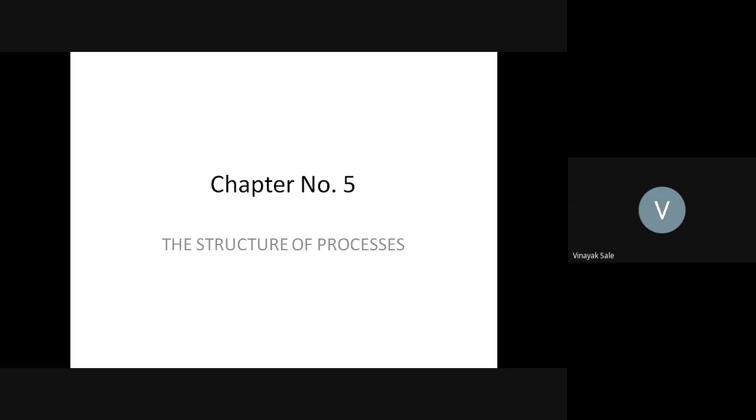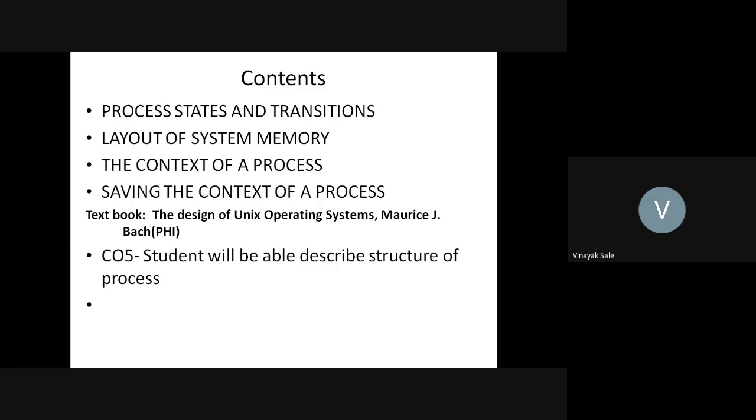Okay, now we move towards the next chapter, chapter 5, structure of process. What is the structure of this process? In this chapter, we are going to study process states and transitions, layout of system memory, the contents of a process, and the saving context of a process.